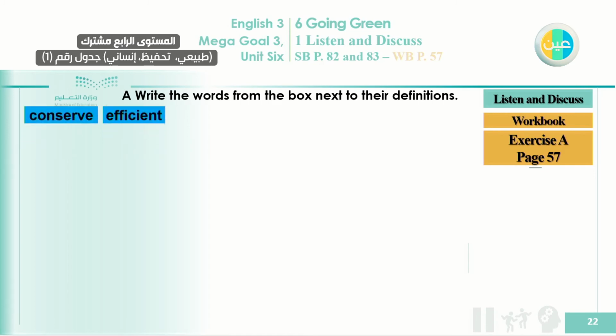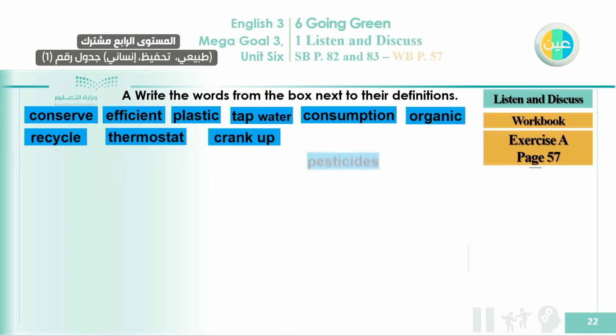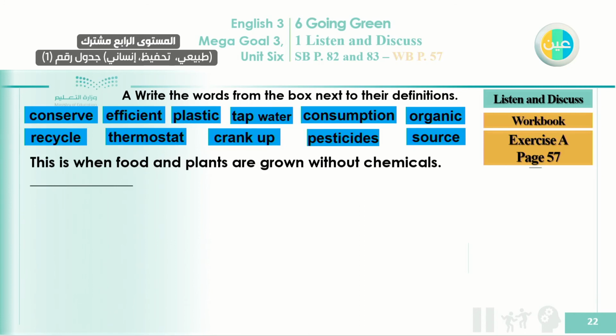Of course, we have the words here: conserve, efficient, plastic, tap water, consumption, and of course we have organic. Let's go over the recycle, of course, thermostat, crank up, pesticides, and of course we have source. Let's go over the first one. This is when food and plants are grown without chemicals. Let's see, guys. It's organic. So this is the meaning of organic. So this is a definition, and this is the word related to that definition.